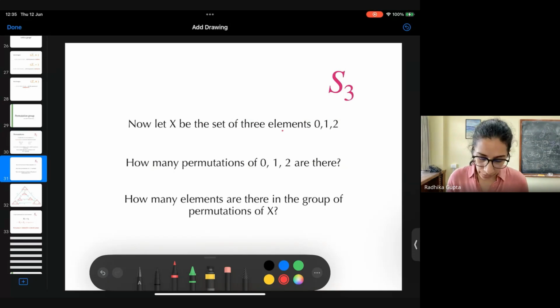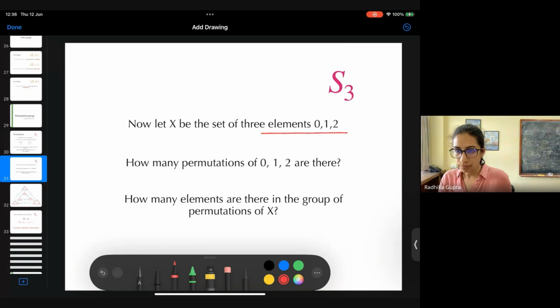But now let's think of a set of 3 elements. Here's a question: how many permutations of 0, 1, 2 are there? Okay, great. Everyone's saying 6, so that must be correct. It's not a proof, but that is correct. It is 6. And since you're all saying 6, you all know how to do it.